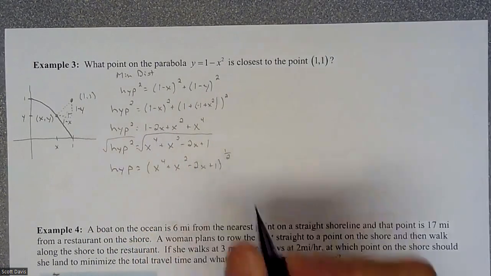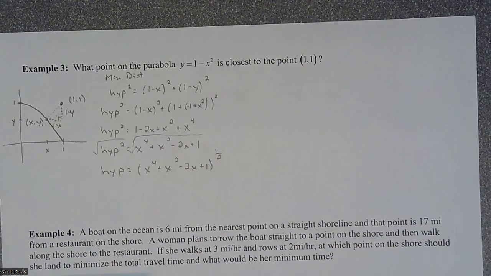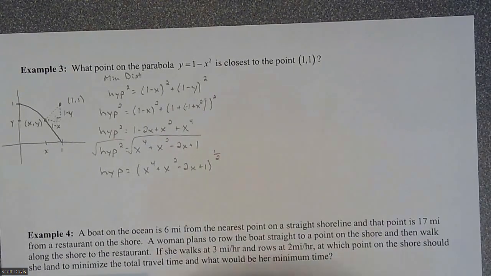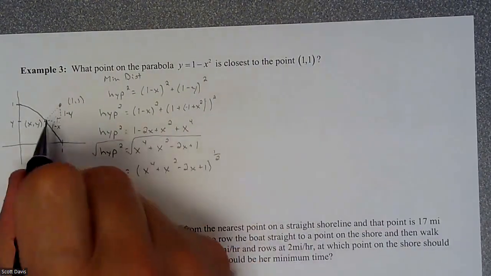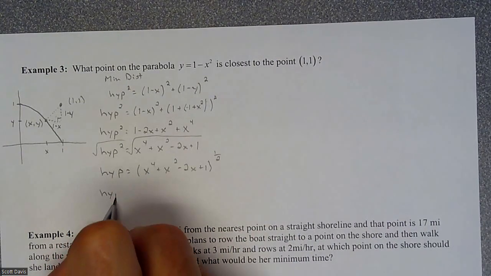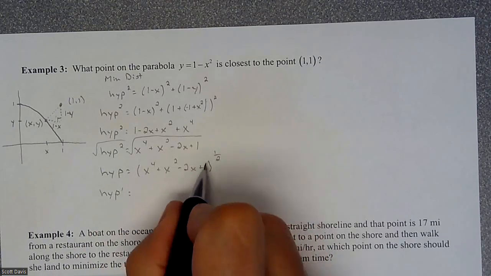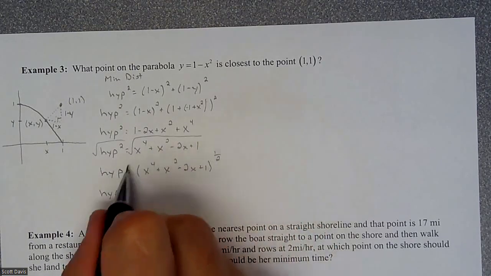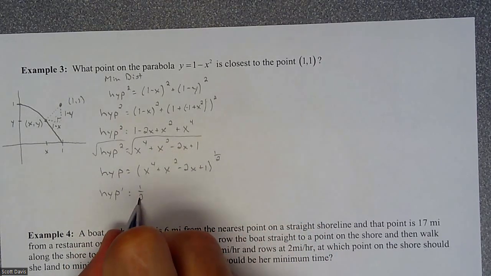Have it to the 1/2 power. All right, so now we're ready to do the derivative. So our hypotenuse is our distance, and we're going to do the derivative of it. So the derivative of that is going to be a chain rule. So the 1/2 power is going to come in front.